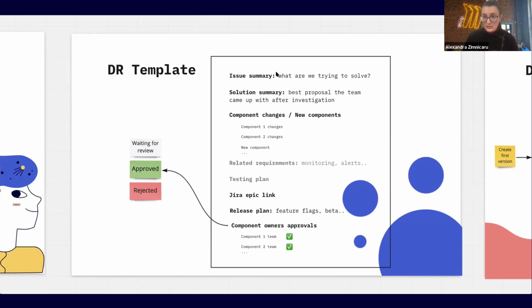Sometimes, and this is optional, we also have related requirements like monitoring or alerting, or a testing plan if we need intricate testing. Next, we have a Jira Epic link, which is important to show how the work is planned or structured, or if there's an estimation. Then we have a release plan, because often at Miro, we work with feature flags or beta releases. And lastly, we have a list of component owners, and ideally, the goal of the DR, of course, is to get approvals from all these owners.